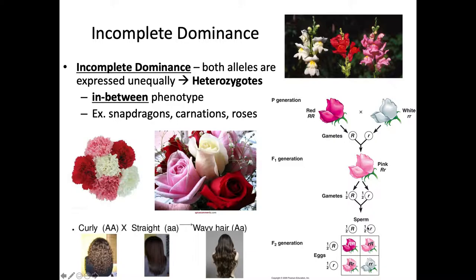And if you mated your F1 generation together to get your F2 generation here, you can get a 25% chance that the red color comes back. You get a 25% chance that the white color comes back, but a 50% chance the flower will be pink. And then that pink is a result of the incomplete dominance, the heterozygotes.